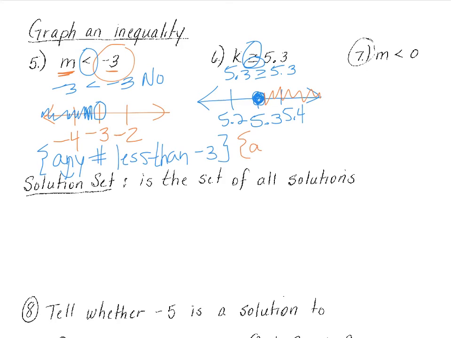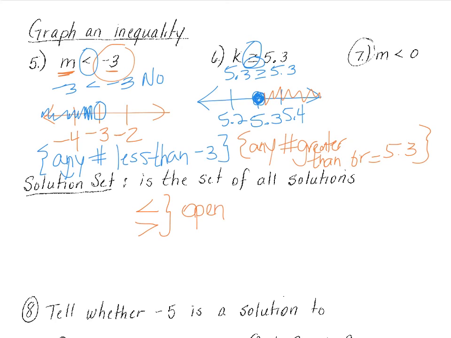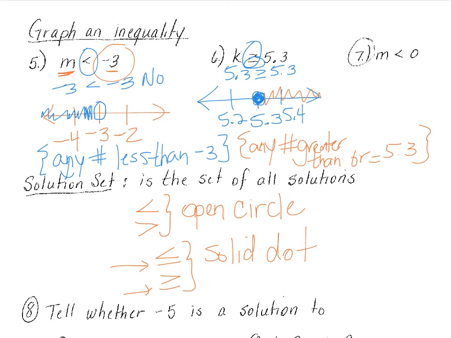So we say any number greater than or equal to 5.3. So basically, for all the numbers that work, if you have less than or greater than, you're going to have an open circle on the number on your number line. If you have less than or equal to or greater than or equal to, because they have that equal sign under there, that is going to be a solid dot. And then you just need to decide which way you want to shade.